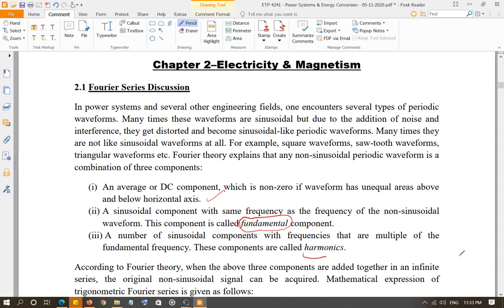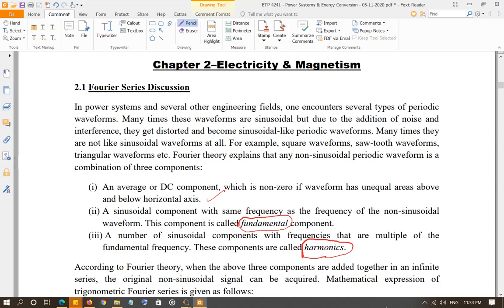So each periodic waveform is comprised of a DC component which may or may not be zero, a fundamental component that is a sinusoid with the same frequency as the original waveform, and harmonics. Now some of the harmonics may be present, some of the harmonics may not be present. And once you do the analysis, then you know which harmonics are present and which are not present.